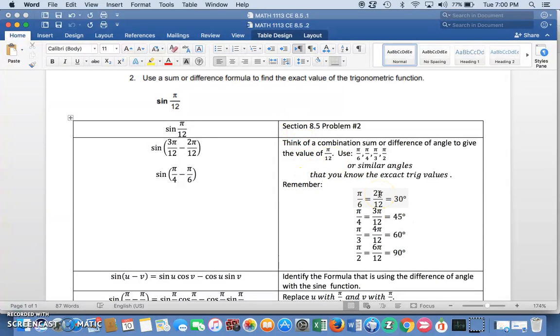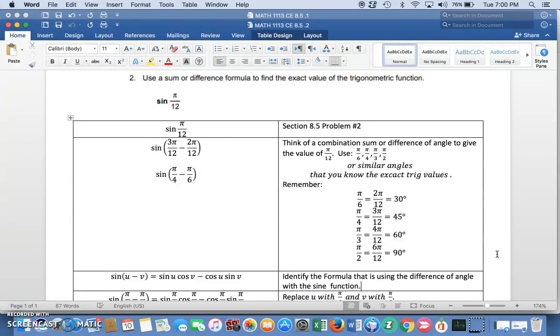A lot of things you could do. I did 3 pi over 12 minus 2 pi over 12. You could have done 4 pi over 12 minus 3 pi over 12. Doesn't matter, you still end up with the same thing regardless of the two that you choose. So I did choose the 3 pi over 12 and the 2 pi over 12, so that's pi over 4 and pi over 6.